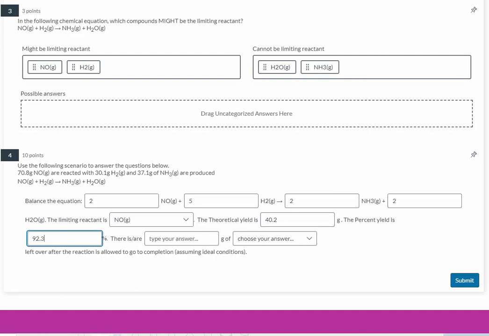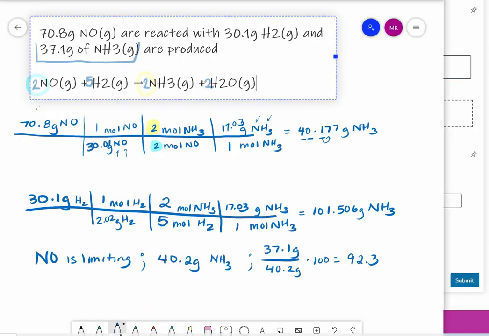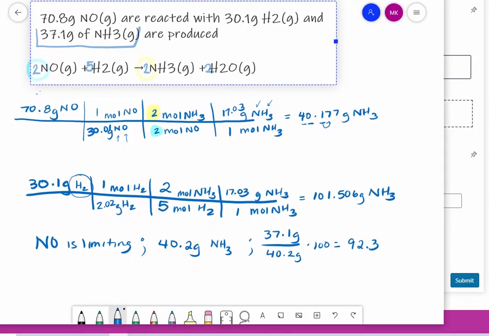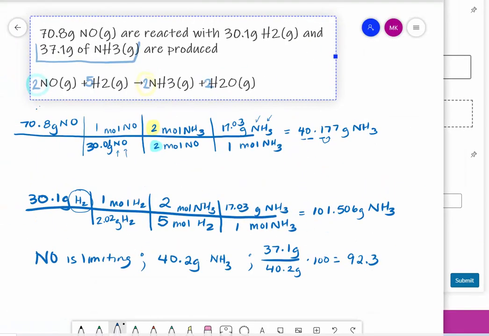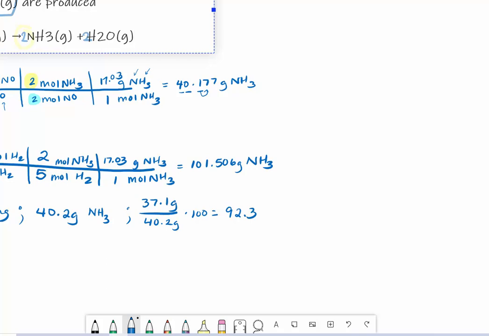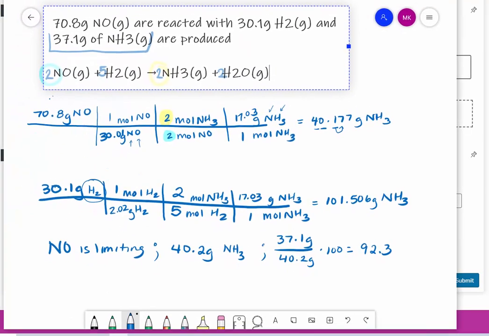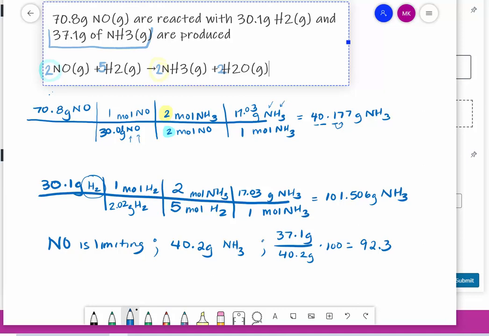So now we're looking at the excess. So what is the excess here? If NO is our limiting reactant, then that means H2 is in excess. The question is, how much is left over? So let's find out how much this amount of NO would use. So if we start with our 70.8 grams of NO, what we're going to do is calculate how much hydrogen we used.